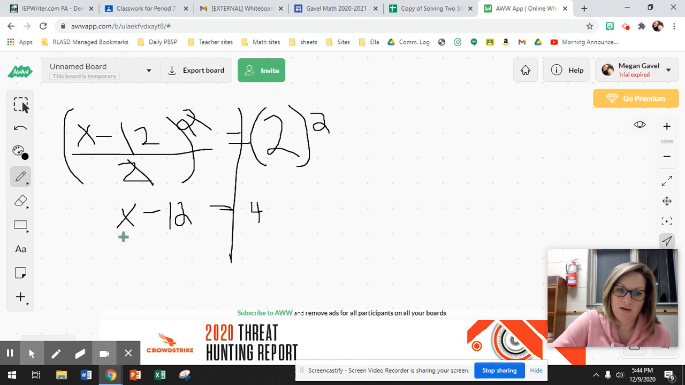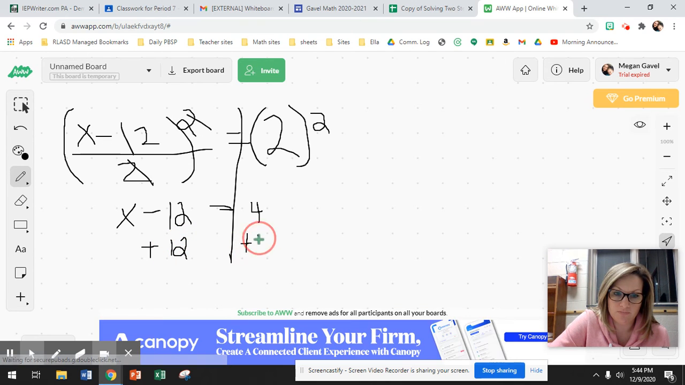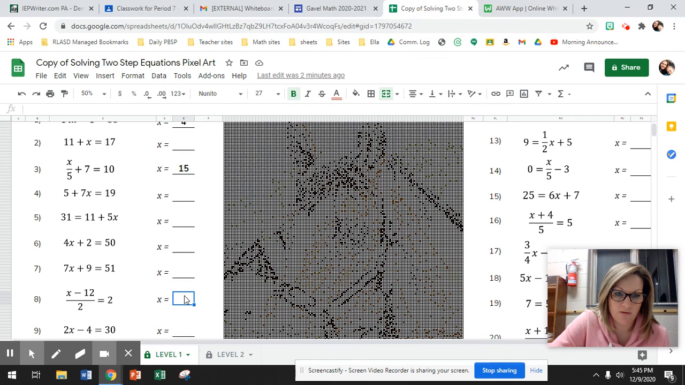Well, x is by itself now, but I still have to get rid of 12. Right now I'm subtracting 12. The opposite of subtraction is addition. So I'm going to add 12 to both sides. That's going to cancel that out, leaving me with x equals 16. Let's go find out.